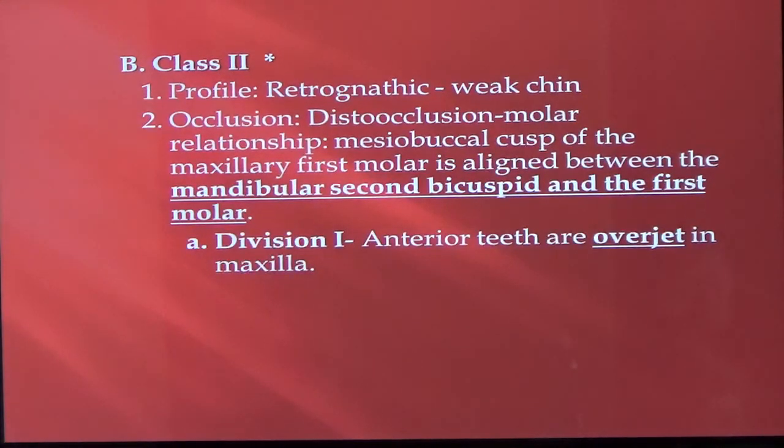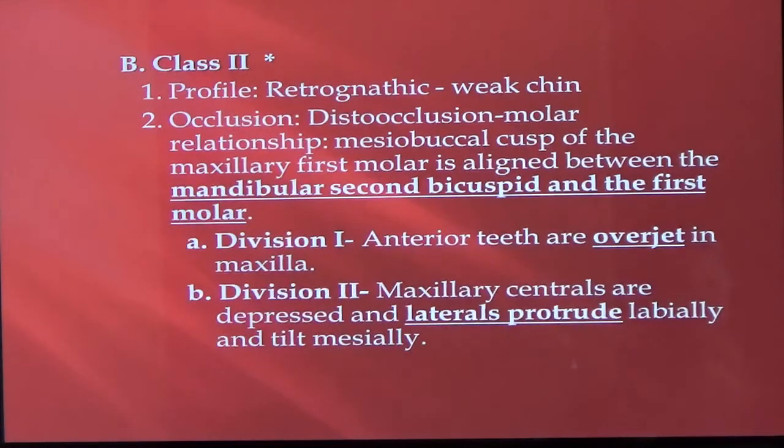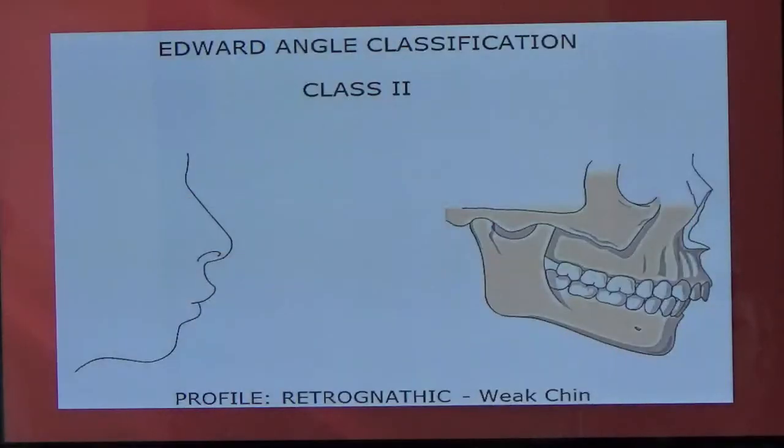And there's a division 1, anterior teeth are overjet in maxilla, and then there's a division 2, the maxillary centrals are depressed, kind of back like this. So you have the laterals and the centrals are back. That's not too important. So again, if you look at the profile, it's retrognathic, meaning the gnathic means jaw. Okay, so retro means back. So again, if you draw this, you're going to kind of be in a curve. Okay, and so your lower jaw is back.